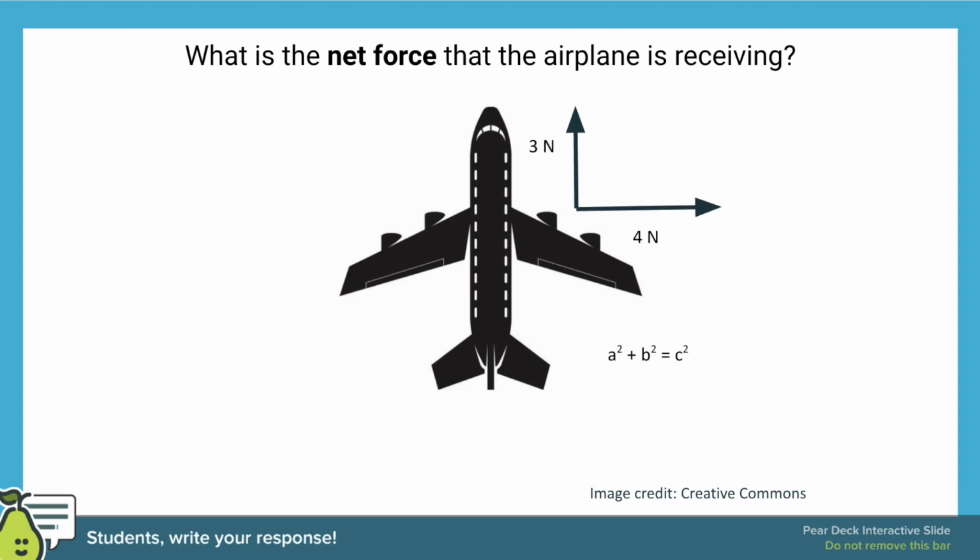All right, let's try another example. This is a toy plane that is getting pushed forward with a force of 3 newtons and towards the right with a force of 4 newtons. What's the direction and magnitude of the net force? Pause the video and try it for yourself.